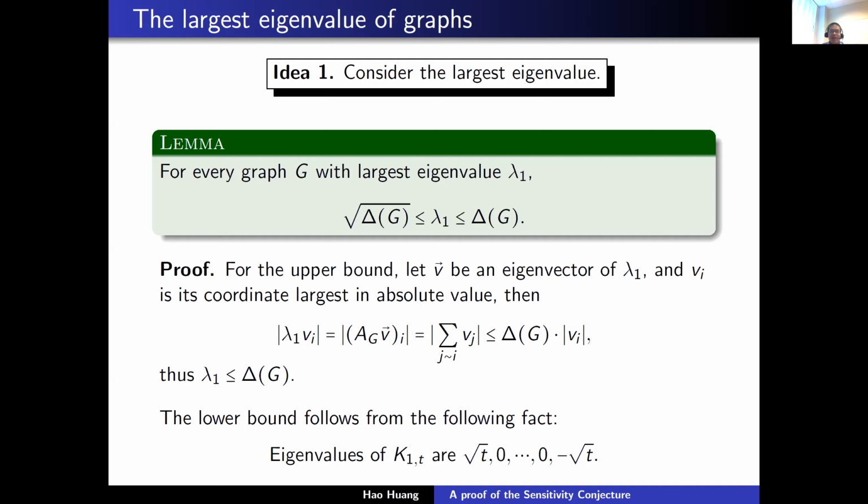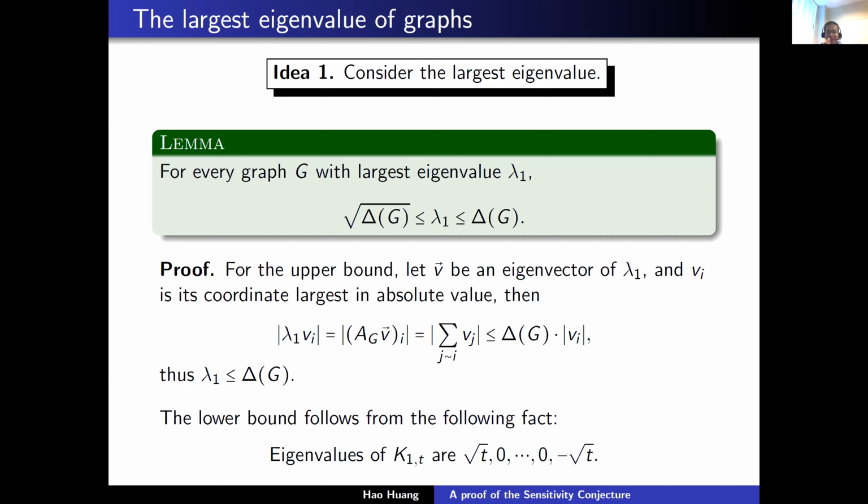So it turns out that these 2 quantities are polynomially related. So if we would like to show that the largest degree is at least n to the 1 over 100, we just need to show that the largest eigenvalue is greater than or equal to n to the 1 over 100.